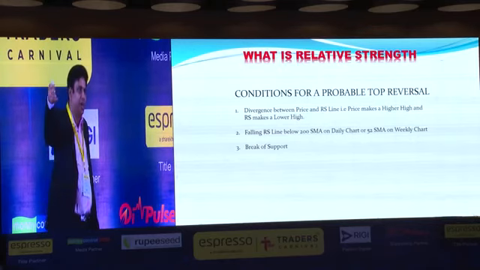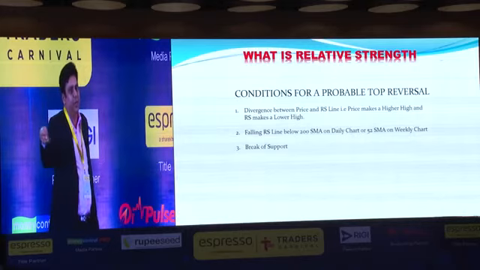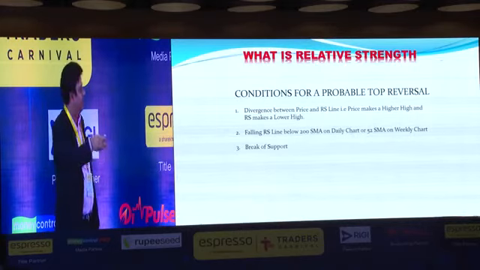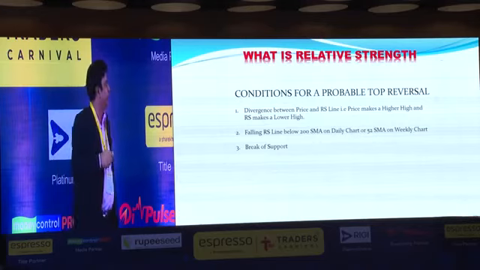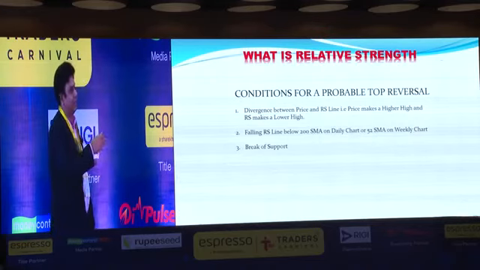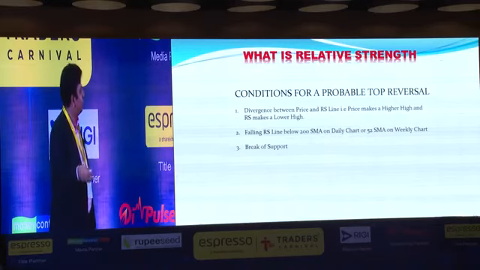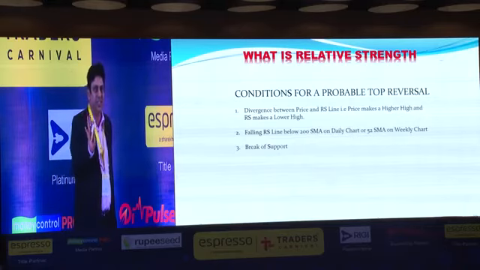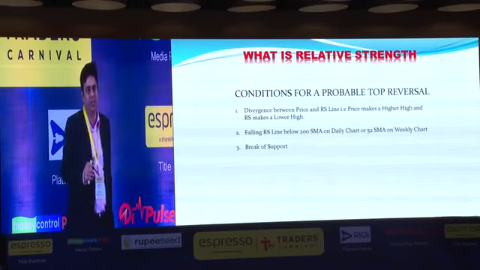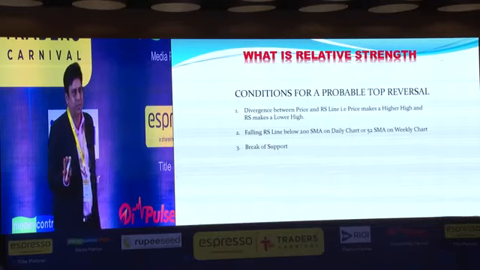So price is making a higher high, price is going up, but the RS line is making a lower high, signifying that it is underperforming the market. Falling RS line at the time when our support breaks, falling RS line below the 200-day SMA on a daily chart and below the 52 SMA on a weekly chart. These are some of the probable signs of reversal.